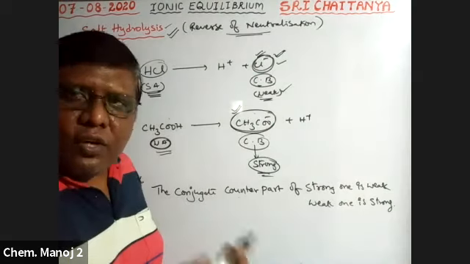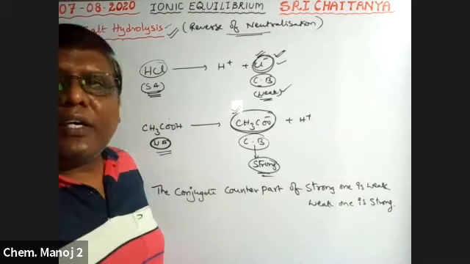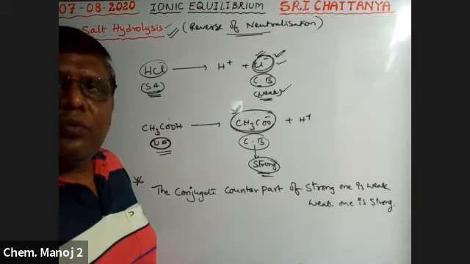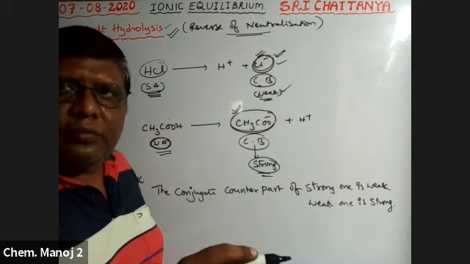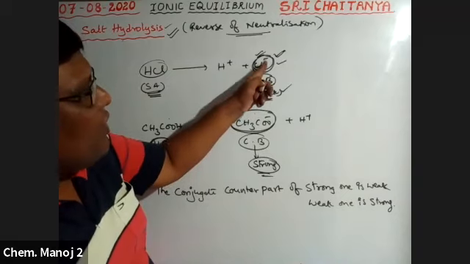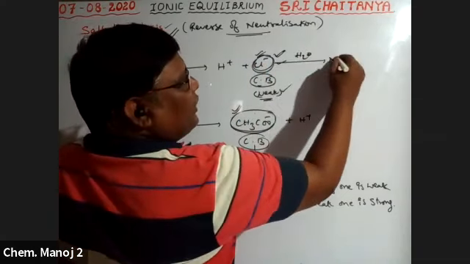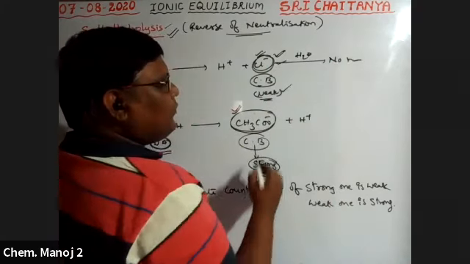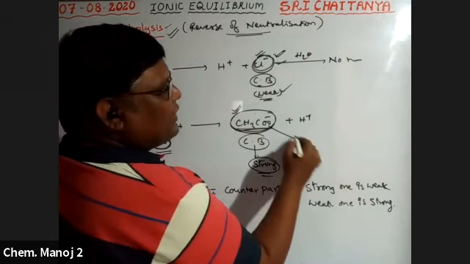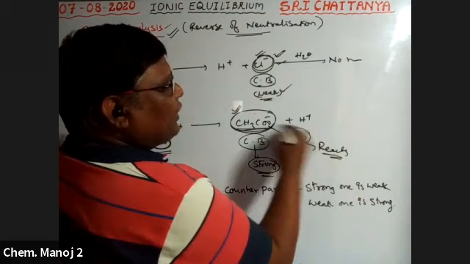Only those ions which are strong react with water when dissolved in water. For example, this weak ion, when dissolved in water, does not react with water; no reaction takes place. Because this ion comes from a weak acid, it is strong, and when it is dissolved in water, it reacts with water.